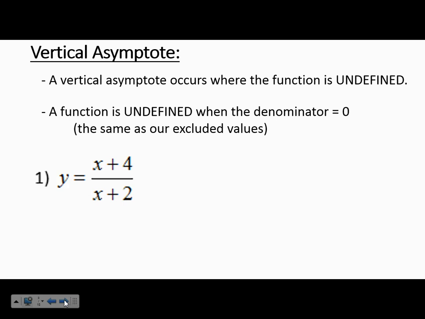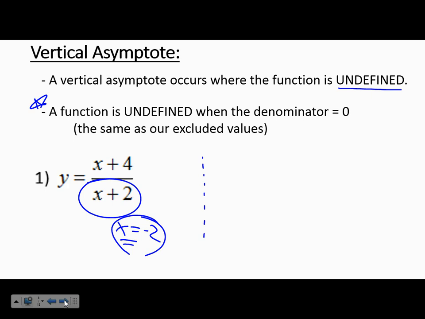A vertical asymptote occurs where the function is undefined. In other words, a function is undefined when the denominator equals 0. So it's the same thing as our excluded values. So for this one, all we have to do is check what makes our denominator 0. What would make this part 0? What would make it undefined? Well, this one's easy. That's -2. Because you get +2 over 0. Well, we can't have it over 0, so that is your vertical asymptote. Again, it's got to be x is equal to, because it's a vertical line.